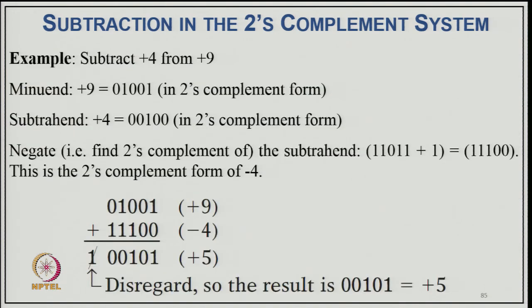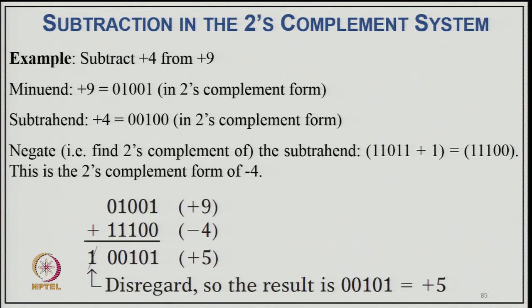Example: subtract 4 from 9. So the minuend is plus 9. In second complement form, 9 is 0 1 0 0 1, and the subtrahend plus 4 is 0 0 1 0 0. Now you have to negate it, find the second complement of the subtrahend, that becomes 1 1 0 1 1 plus 1, that is 1 1 1 0 0, the second complement of minus 4, with the sign. So we have 0 1 0 0 1 plus 1 1 1 0 0, and now we add it all.